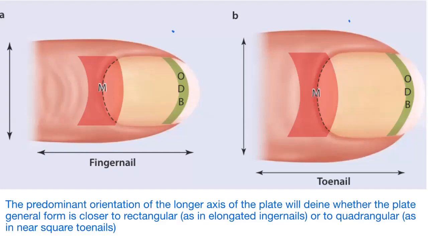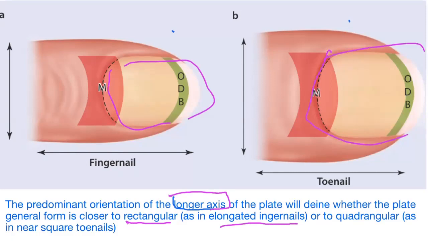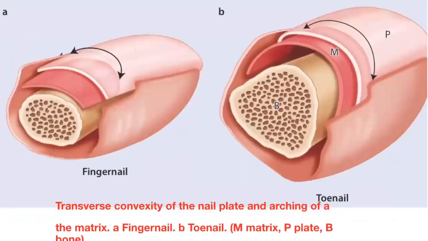Okay, the orientation. The predominant orientation of the longer axis of the plate will define whether the plate's general form is closer to rectangular, as in elongated. So this is rectangular, whereas this is quadrangular. Toenails are quadrangular, whereas fingernails are rectangular. So that is the difference between fingernail and toenail.